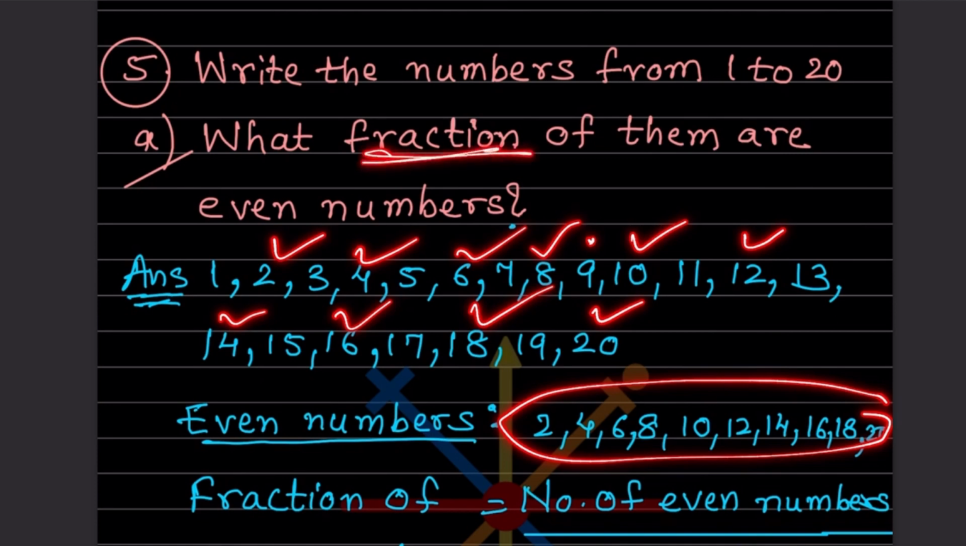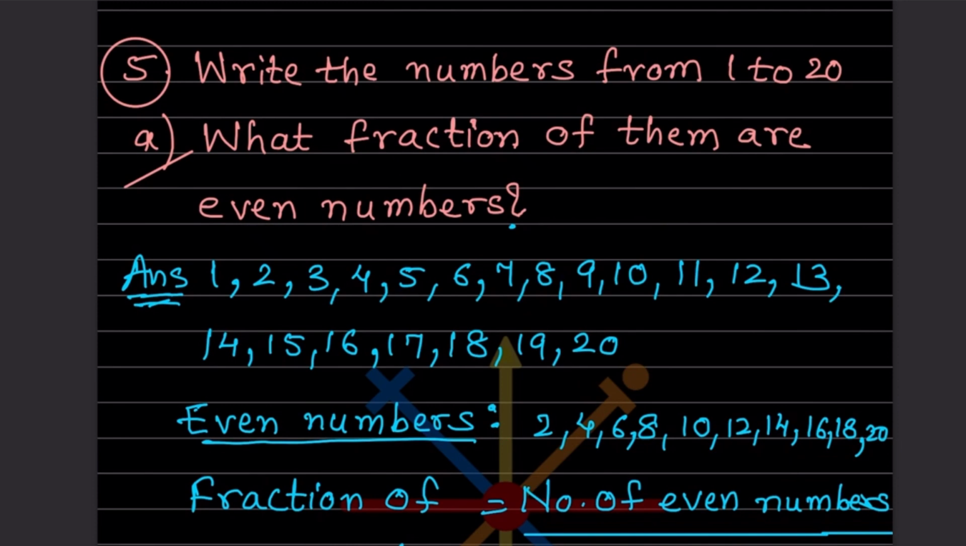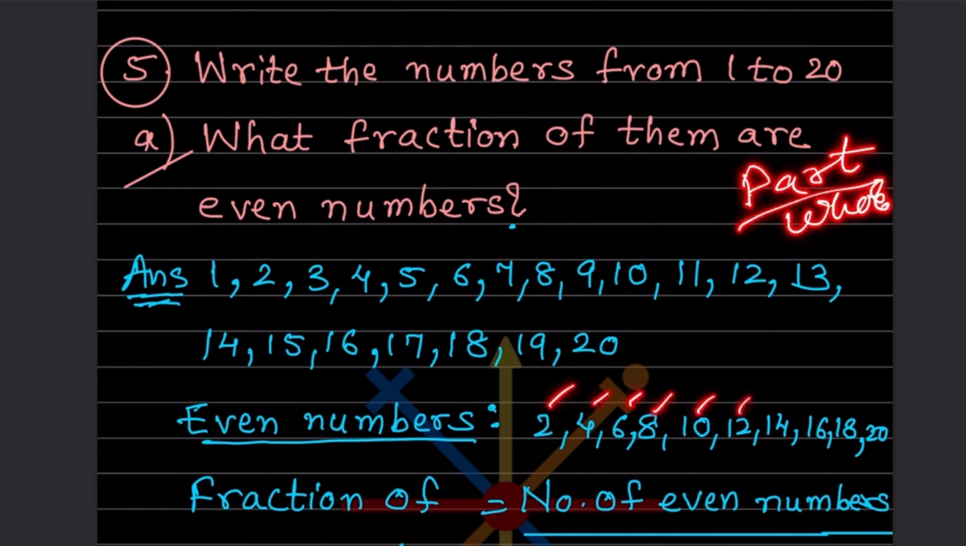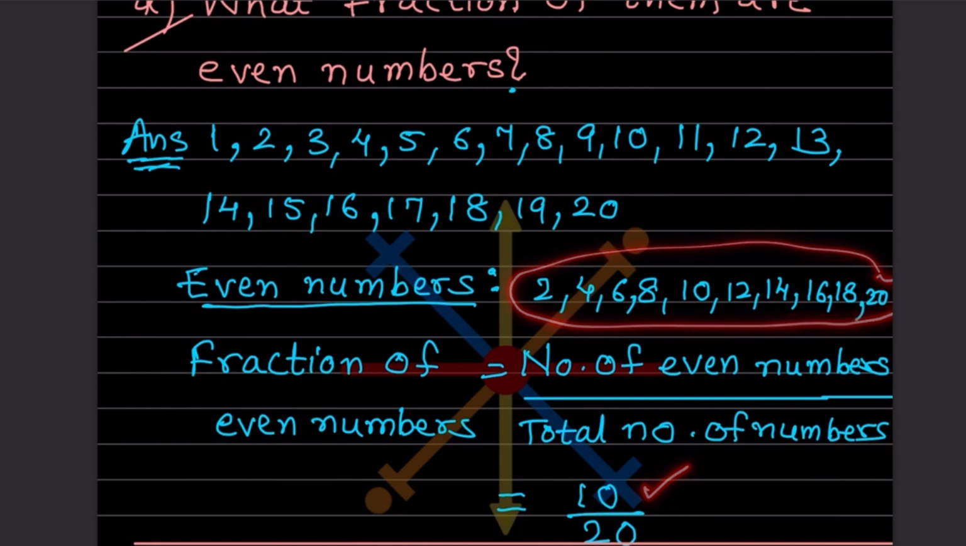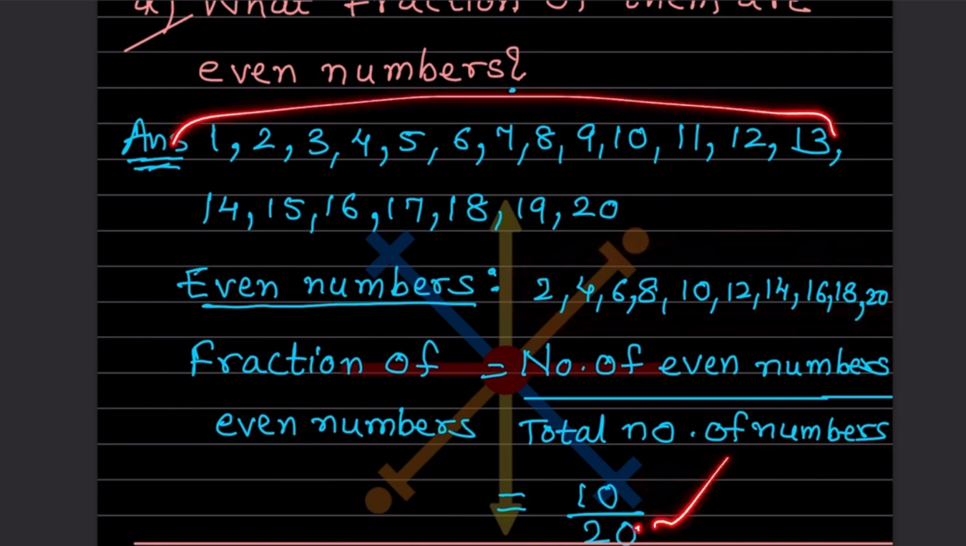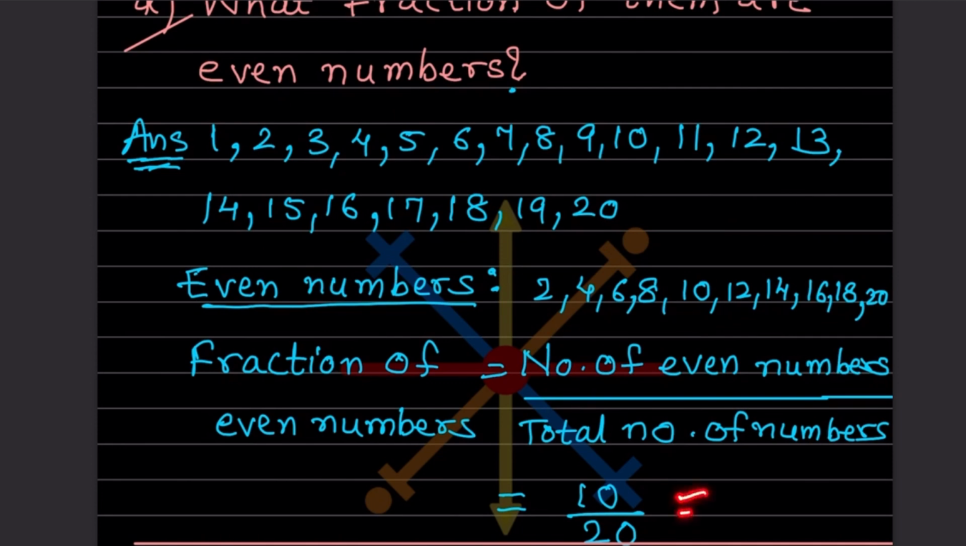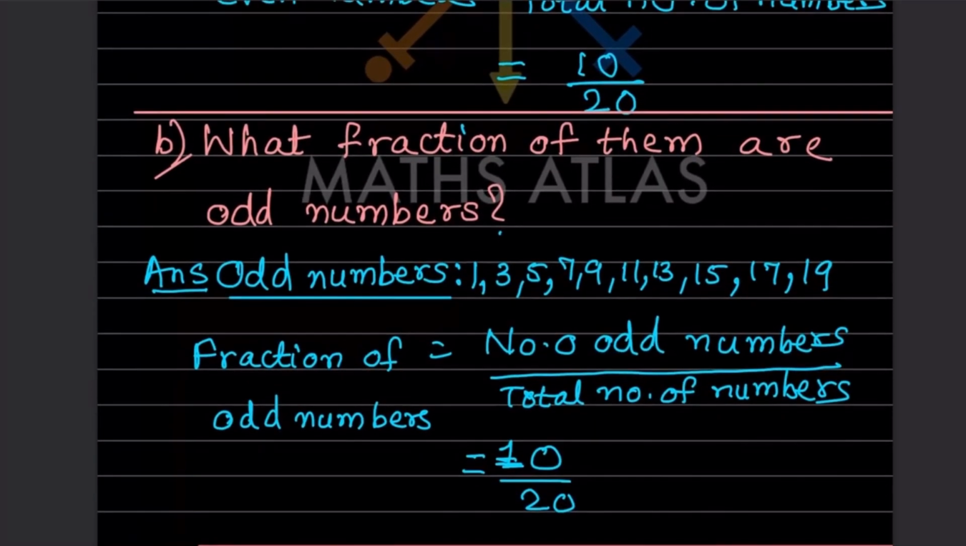Now they ask for the fraction. Look at here. They ask for the fraction of them which are even numbers. So whenever we write a fraction, what do we write? Part divided by whole. So part is how many? How many have we got here? 1, 2, 3, 4, 5, 6, 7, 8, 9, 10. So we'll write the formula first. Fraction of even numbers means number of even numbers divided by total numbers. Here these are the 10 numbers, right? So here we'll write 10. And how many are in total? Total numbers are 20. So we write 10 by 20, and this can also be written as 10 ones are 10, 10 twos are 20, and that is 1 by 2. Hope you got it.